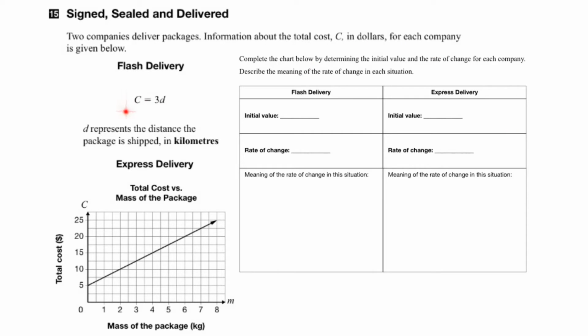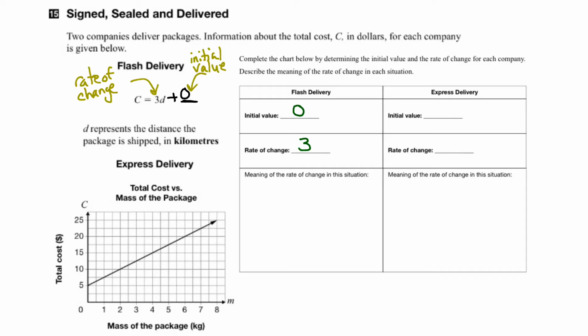So we know that this equation is a linear equation, and the number associated with the variable, or the dependent variable here, is the rate of change. And if there was an addition of another number, some value over here, that would represent the initial value. Now, since there is no number shown, that initial value would be 0. And if the initial value is 0, we know that this is actually a direct variation relationship. So for the flash delivery service, the initial value is 0, and the rate of change is 3.